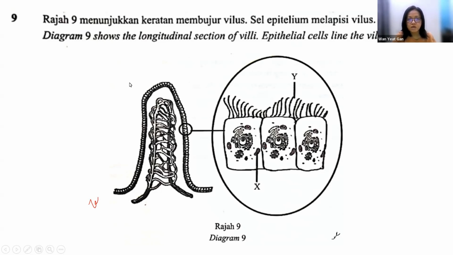Diagram 9 shows the longitudinal section of villi. Epithelial cells line the villi. So this is a diagram where you can see the villi, or villus, singular is villus, and they zoom into the cell and label two parts of the cell. Okay, let's look at the question.